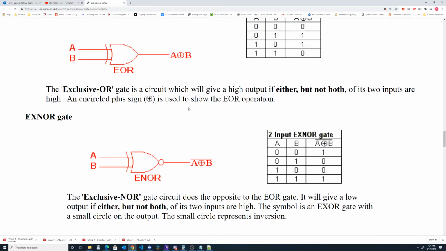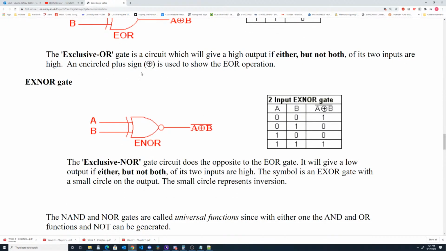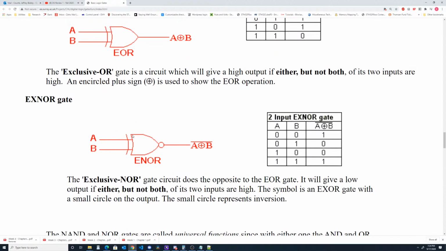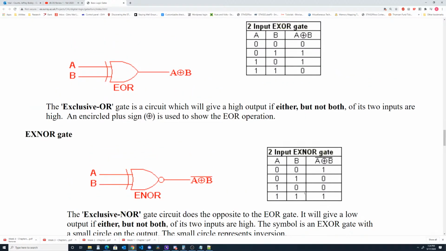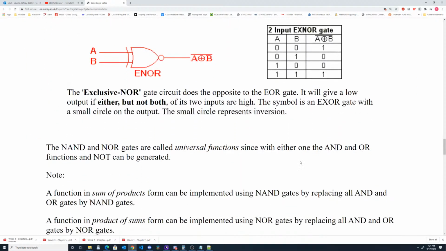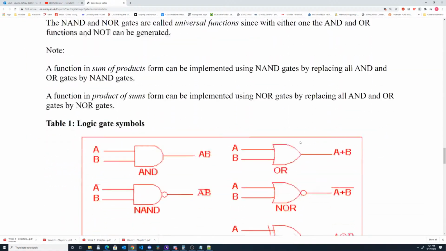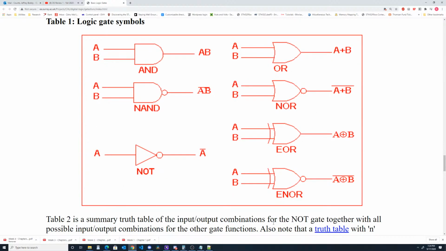The XNOR. Here we go. Seems a little similar. It's an XOR gate, but inverted. So we have this truth table, it gets inverted. All right. And these are all your logic gates right here.